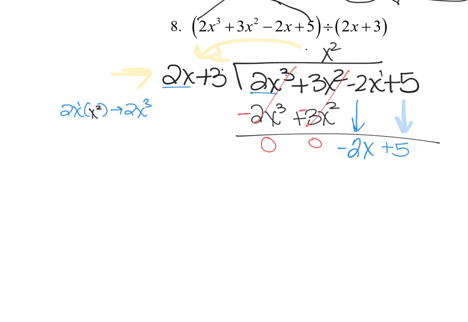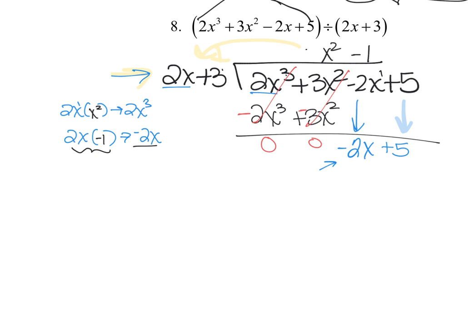So I've got, starting out here, I've got 2x. What am I trying to get to? This term, negative 2x. What am I going to multiply by? What's missing? A negative 1. If I multiply by a negative 1, it'll give me what I'm looking for. So up here, I'm going to multiply by a negative 1.